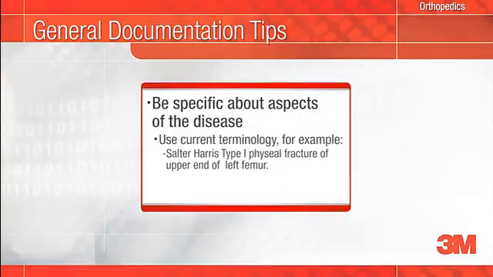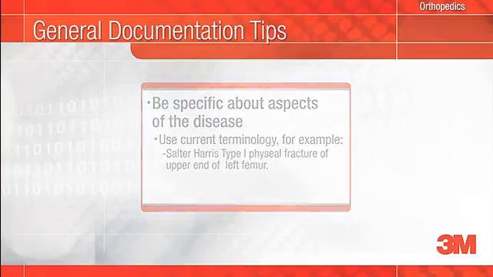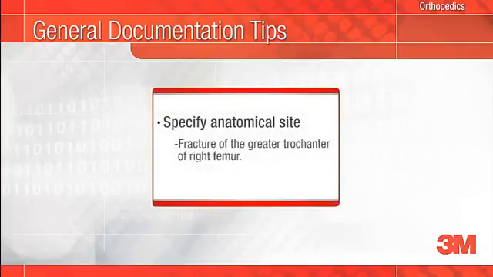Think about the most current terminology to describe a condition or different aspects of the disease. For example, Salter-Harris type 1 physeal fracture of proximal left femur. Precisely designate anatomical site, such as fracture of the greater trochanter of right femur. Ask yourself, what else could I add in my notes about this patient's condition that would better communicate how sick the patient is, which in turn better communicates the resources needed for patient care.